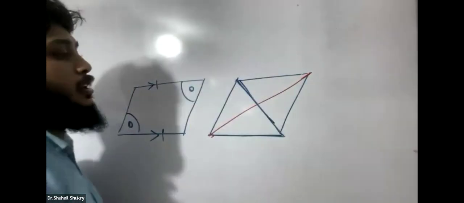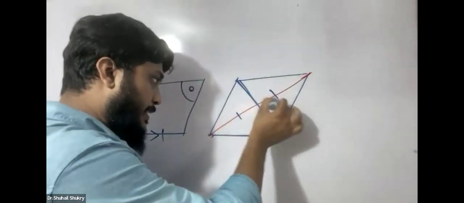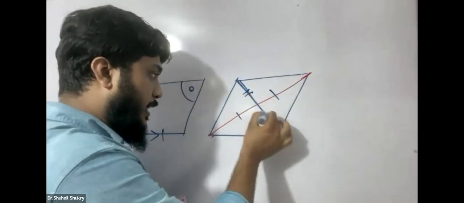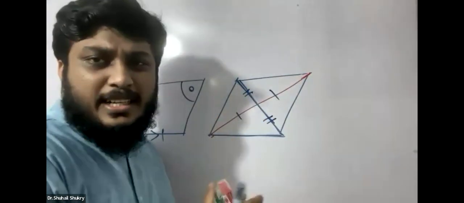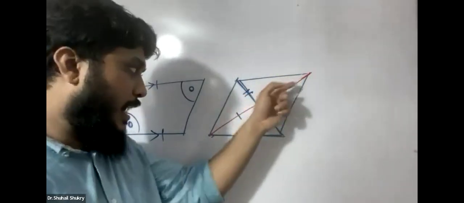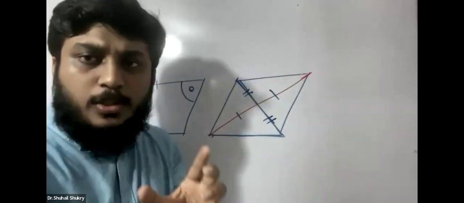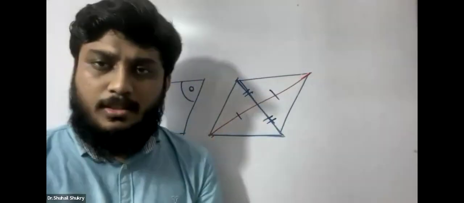Both are there. So what is the rule here? The diagonals bisect each other. What does it mean? Diagonals divide each other equally. That's why diagonals bisect. Bisect means dividing equally. Diagonals bisect each other.